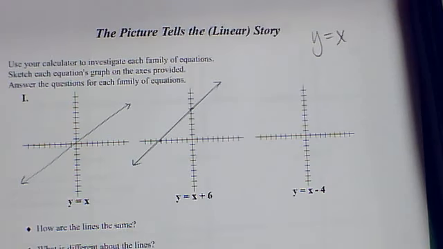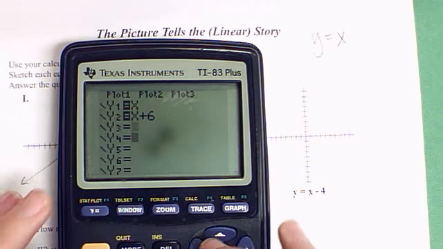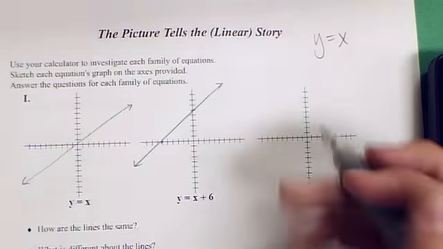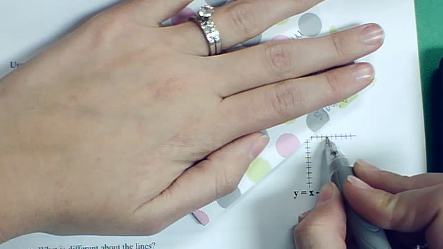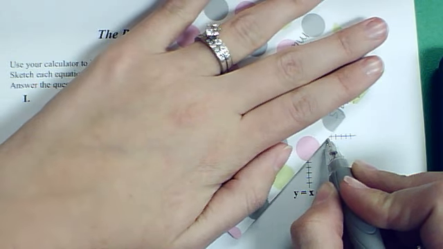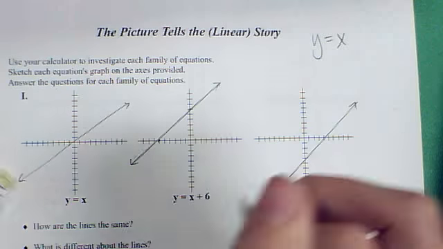If I do the last one, which is x minus 4, go back to y equals, and type in x minus 4, hit graph. I'm going to do that right there. And that means it has shifted down 4. I can see that. Trying to make sure I get through the correct points here. And that one has shifted down.